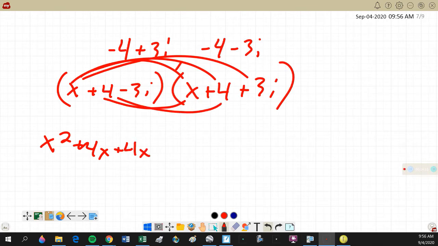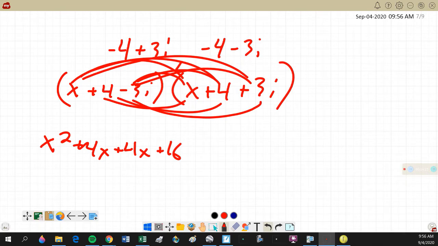Do I need that? Yes. And that one? No. That one's going to cancel something along the way. Okay? That? No. That? No. That? Yes. And it's negative 9i, which is really plus 9. And then I get x squared plus 8x plus 25.